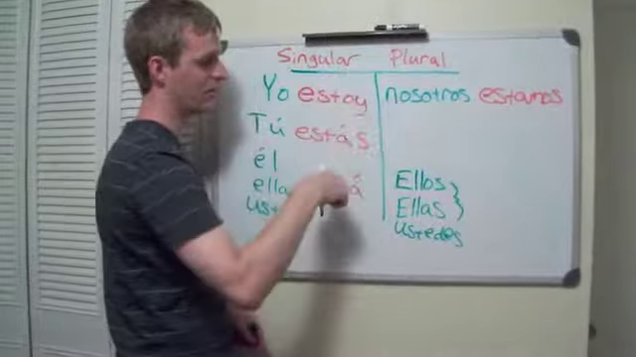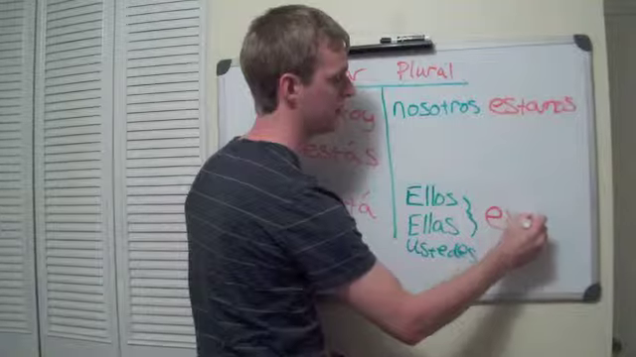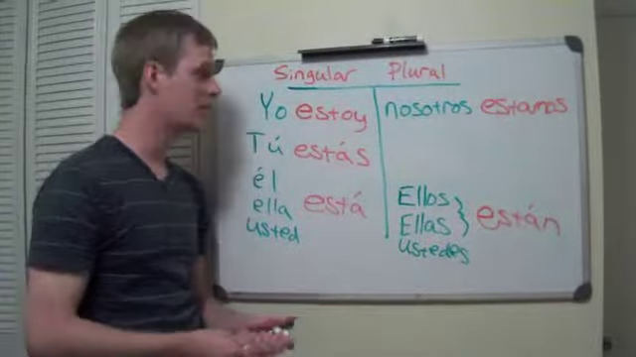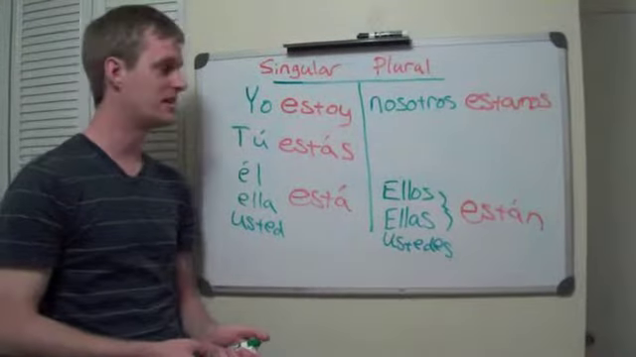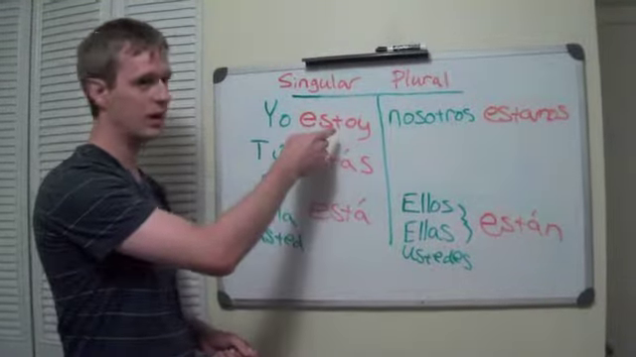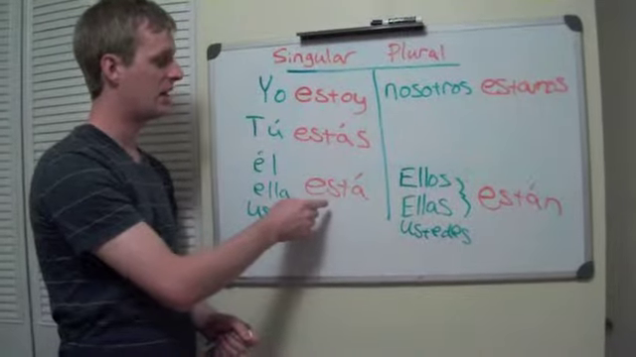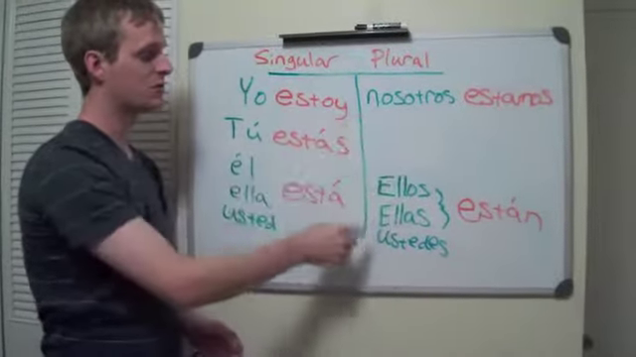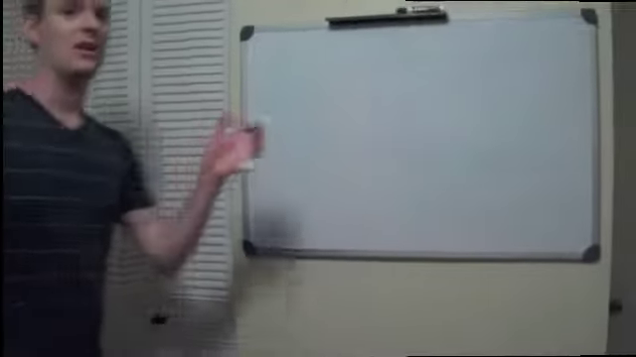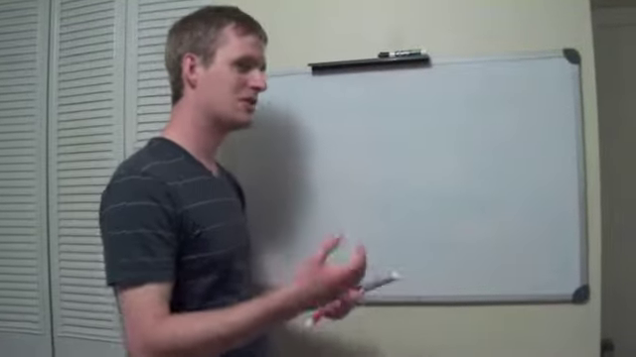You don't need it. Only on the other ones. Ellos, ellas, ustedes están. Okay, so I hope you're taking notes. You can take a second and write this down. Let's practice pronouncing while you do that. Yo estoy. Tú estás. Él, ella, usted está. Nosotros estamos. Ellos, ellas, ustedes están. Very easy.